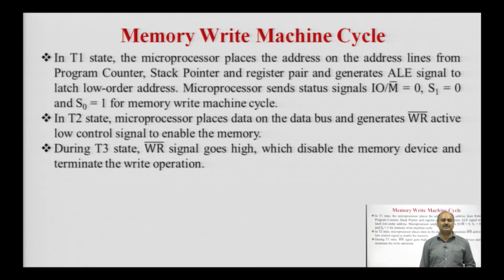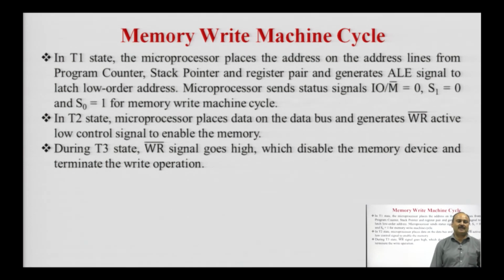Next is the memory write machine cycle. In the T1 T state, the microprocessor places the 16-bit address from the program counter, stack pointer, or general purpose register pair. Simultaneously, it generates the address latch enable signal and the status signal, that is IO/M-bar is equal to 0, S1 is equal to 0 and S0 is equal to 1 for the memory write machine cycle. To perform the memory write operation, the microprocessor generates the write control signal, which is active low, during the T2 T state of the machine cycle.